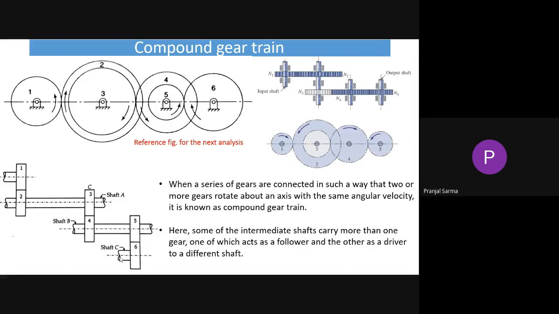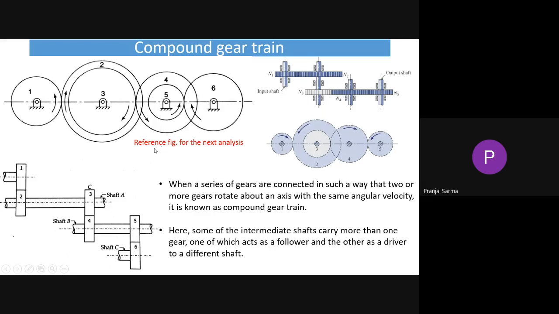Just like in the previous case we have discussed, what happens in a compound gear train? If you look at these figures, they represent different views. This black and white figure is one set, and the bluish figures are another set, which represent two different gears in mesh, compound gear trains.